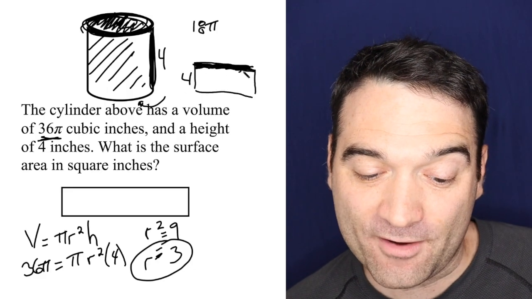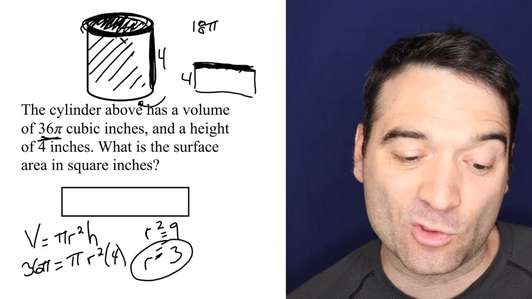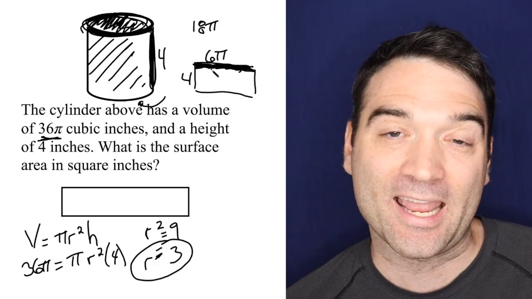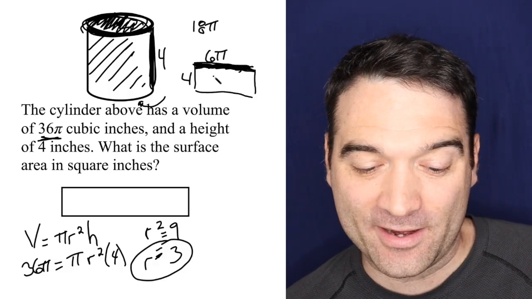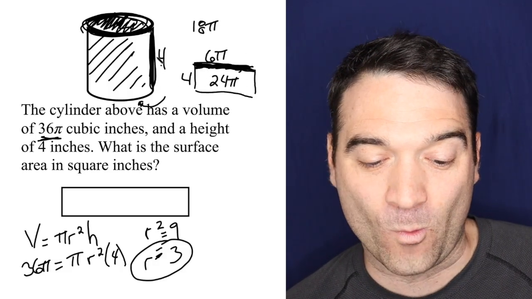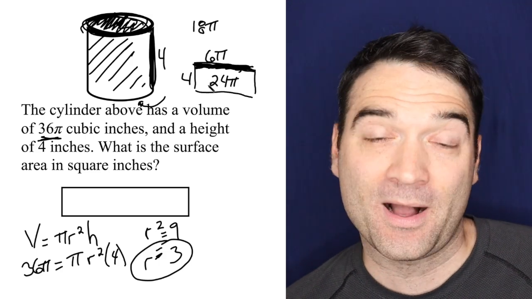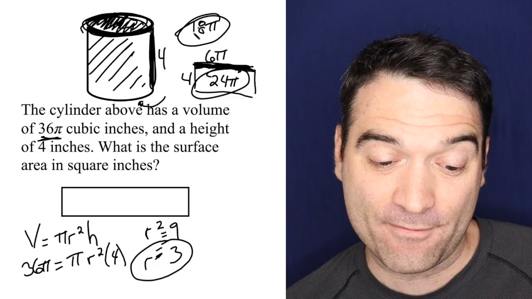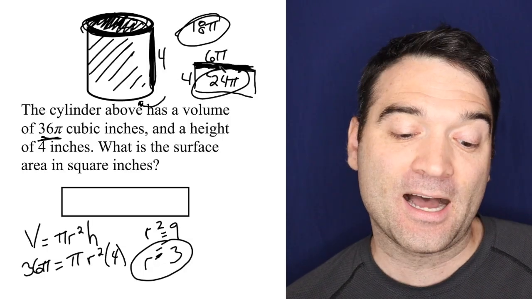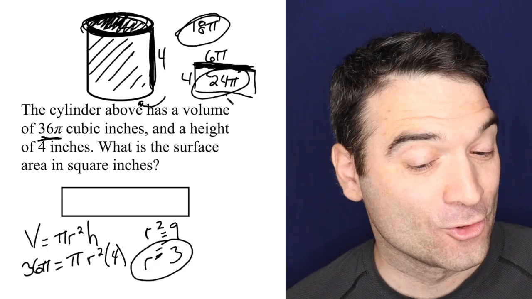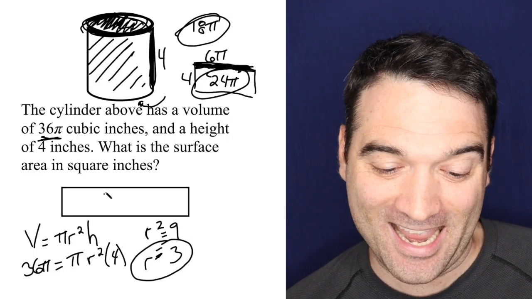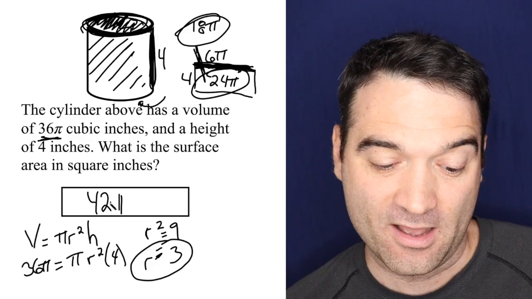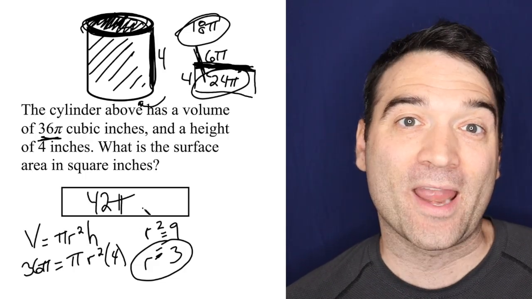Well, what's the circumference of this circle? If the radius is 3, then the diameter is 6 and the circumference is 6 pi. And so what we get for the area of the label of the soup, or the waist of the cylinder, is 24 pi. We're going to add that to the area that we already have for the top and bottom. 18 pi plus 24 pi, drumroll please, gives us a total surface area of 42 pi square inches.